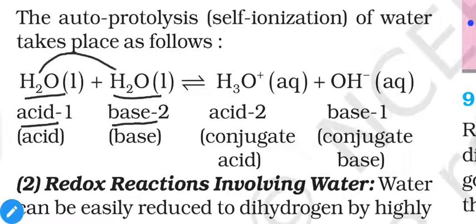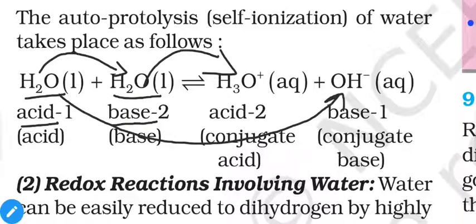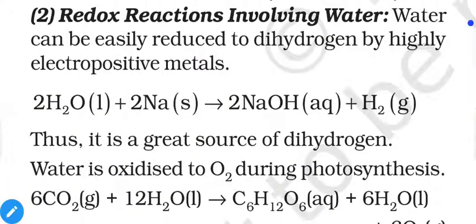So acid donates H+ to the base. When the base accepts H+, it will turn into H3O+, and when the acid donates H+, it will turn into OH-. Now the second type of property, redox reactions involving water molecules. That means water molecules can participate in reduction as well as in oxidation depending on the other compounds.